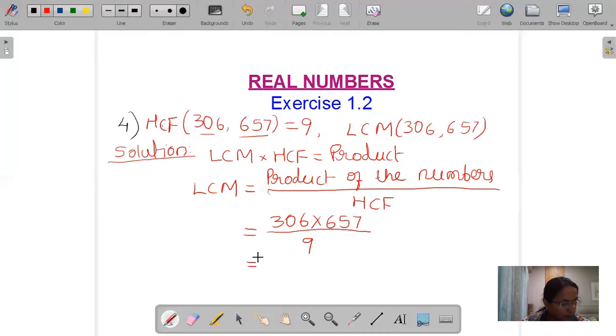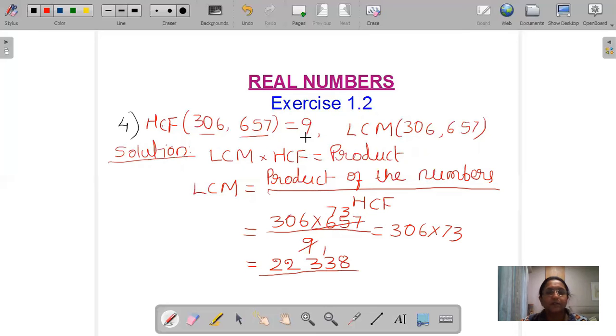It will give us LCM. So if you divide this, you will get 22,338 is the answer. Here 9 ones are 9, 9 sevens are 63, so it is 306 into 73. Okay, this is LCM. Sometimes they will twist the problems based on this relation. Next, fifth question, which is important.